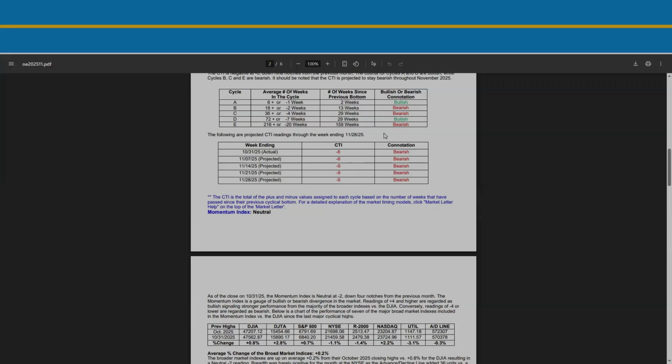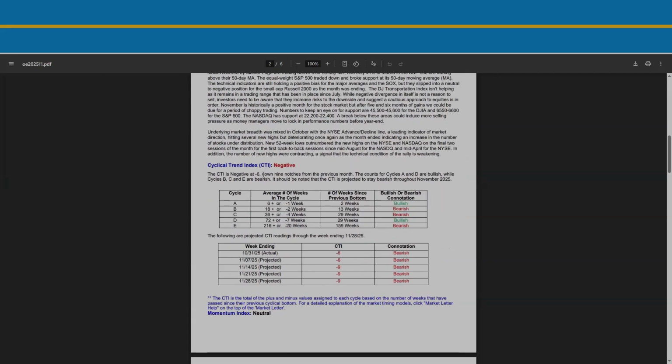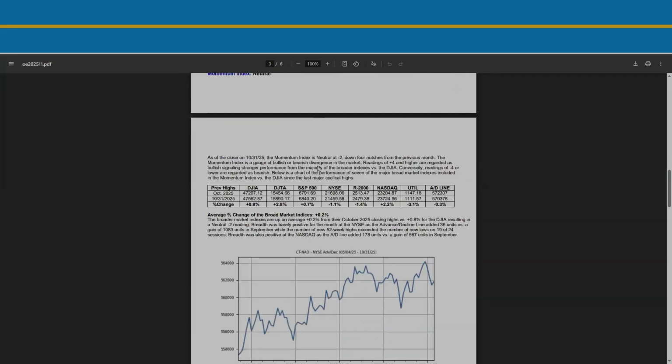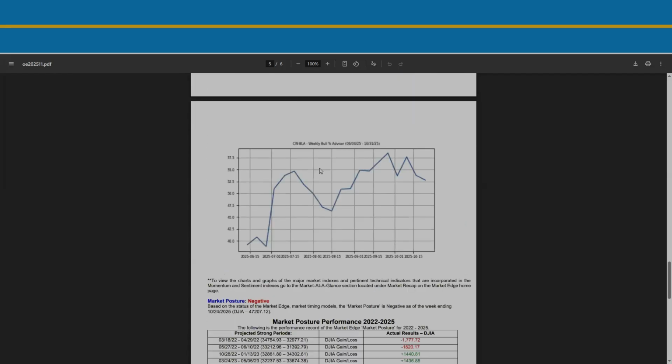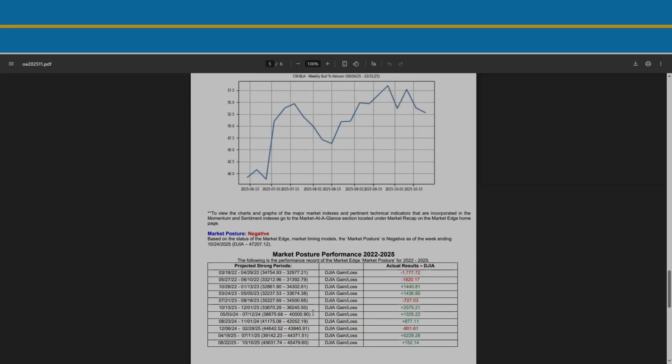So if you go take a look at this particular publication, which again, this is on the edge, it's on the homepage and it comes out every month. You not only see what the market posture is, which is, look at it here at the bottom, market posture negative. This is a track record of how it's been performing for the last few years, how the market posture is the CTI plus our sentiment, our momentum index. So it gets a little different reads than just straight CTI. You can see how the market posture has been performing for the last 2-3 years.